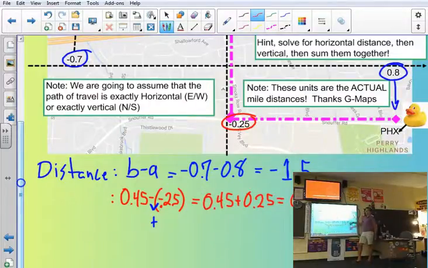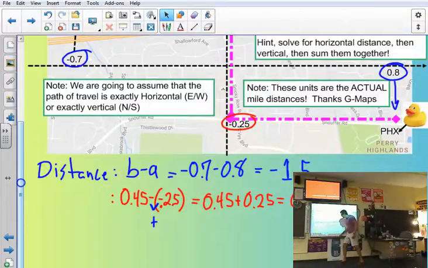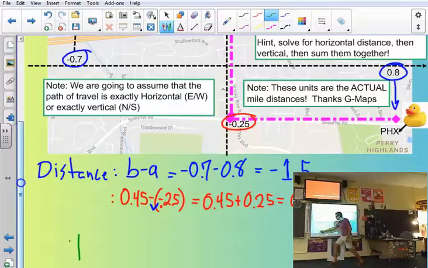So then to find out my total distance that Rubber Ducky travels, what do I do? I have a horizontal distance and a vertical distance. Justin? Add them up, right? So in total, let's use black.